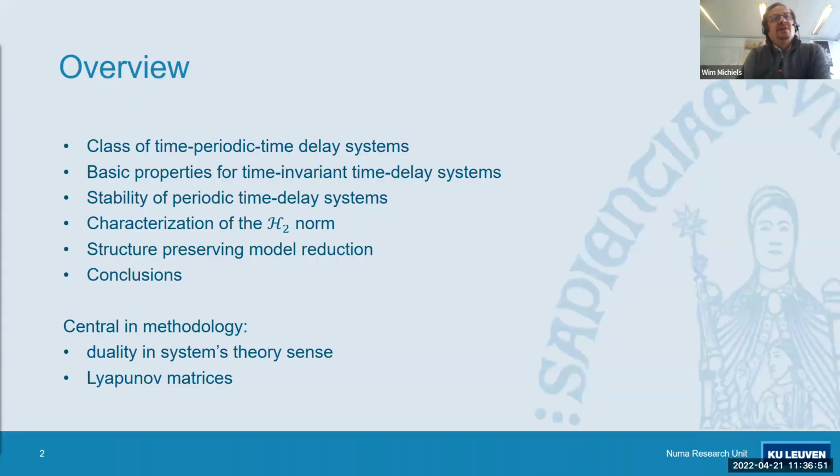In my talk, I will start by introducing a class of time periodic delay systems. I will mainly focus on systems theoretic properties: stability, H2 norms, the concept of Lyapunov equations, and then I will touch at the end on structure preserving model reduction. I will only talk about basic ideas, and for that I also included a section on basic properties for time invariant time delay systems, just to make the presentation of the concepts quite simple. Central in the methodology are duality in the systems theoretic sense and Lyapunov matrices.